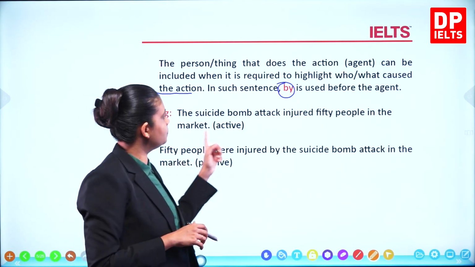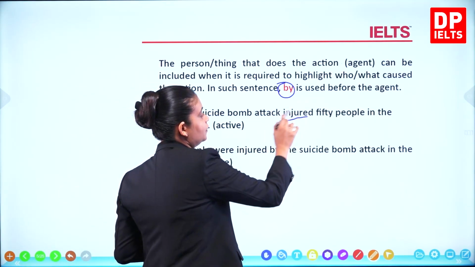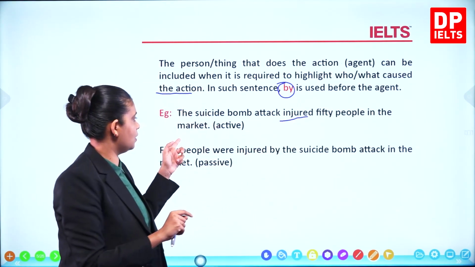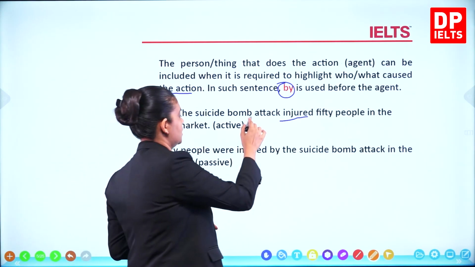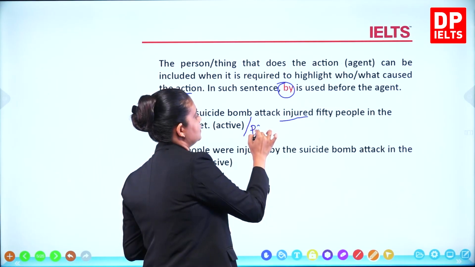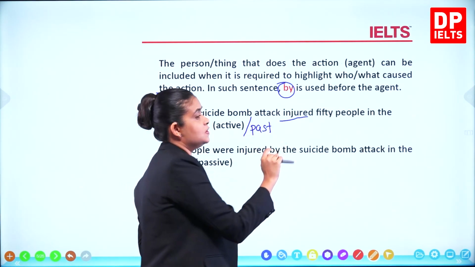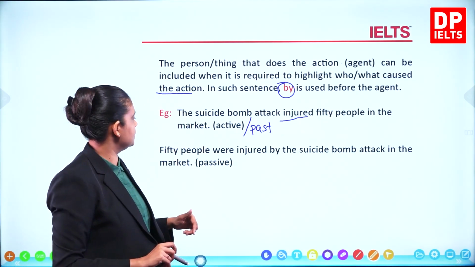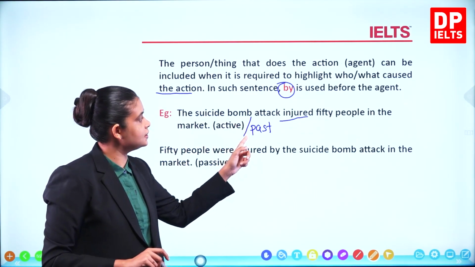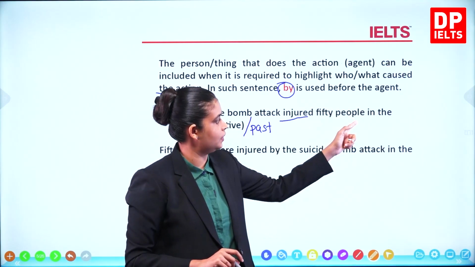The suicide bomb attack injured 50 people in the market. Okay, so this is an active voice, and which tense is it? In the past tense. It's not past continuous, it's simple past tense, right? Right, so who was attacked? 50 people, right?